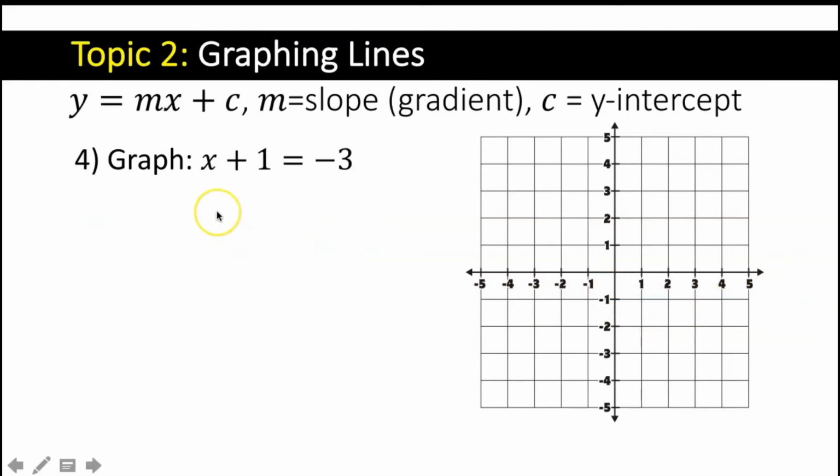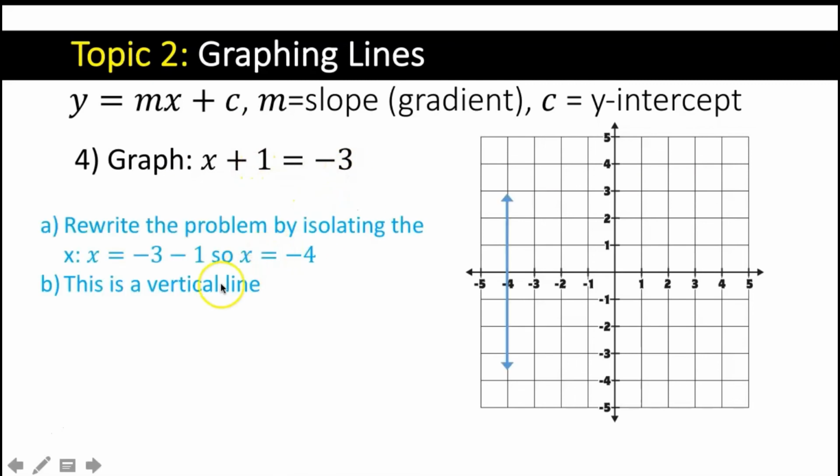In example number 4, it's a little bit different because we have x plus 1 equals -3. I don't see a y at all. I've been telling you all along you've got to get it into the form y equals mx+c, but here there's no y at all. So instead, I'm going to get the x by itself. How? Subtract 1 from both sides: x equals -4. Because x equals -4, that tells me this is a vertical line. So you go to the x-axis, come to -4, and draw a vertical line going down 4. So that's basically how you graph lines.